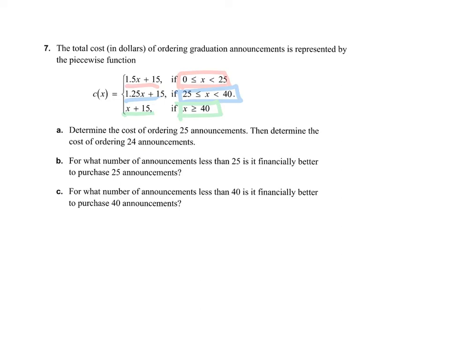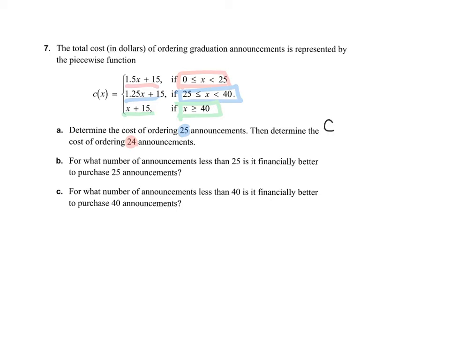So 25 is our first number. Because 25 is less than or equal to 25, the top red one doesn't equal 25. So this means up to 24 announcements, you use the red equation, but at 25, we're going to use the blue one. So we're going to use the blue equation for 25, but the red equation for 24.